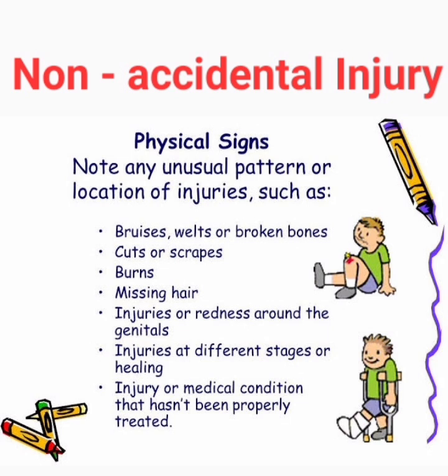From this picture we can learn some features of non-accidental injury, what we find on history in supporting the diagnosis: bruises, welts or broken bones, cuts or scrapes, burns, missing hair, injuries or redness around the genitals, injuries at different stages of healing, and an injury or medical condition that has not been properly treated. So, delay in seeking medical advice, not treated, old healing, different stages of healing bones.